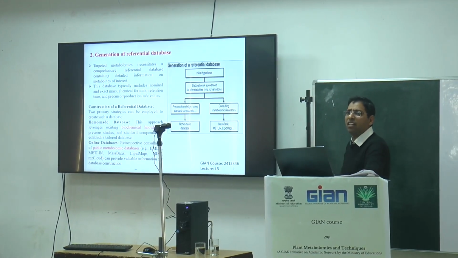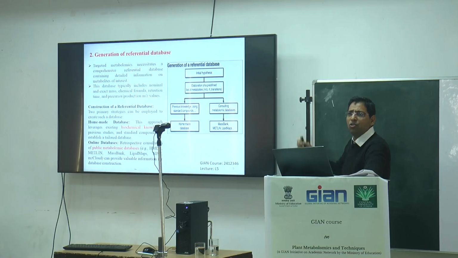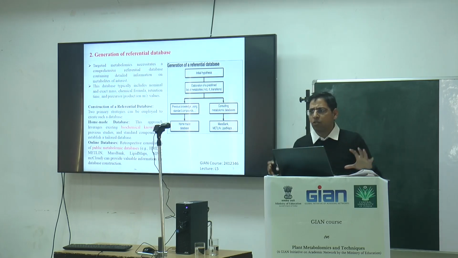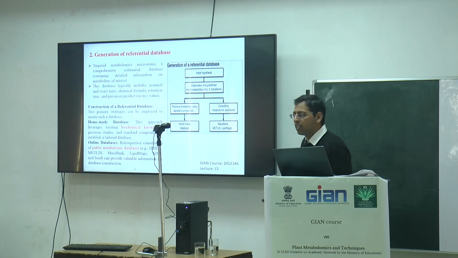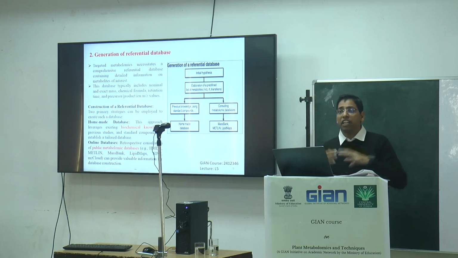How do we construct these referential databases? There are 2 things. First is homemade and second is online databases. Homemade databases, every lab has so many, they can make those databases and they are freely available on their web pages. But among online databases, METLIN is the most famous, HMDB is another, then MassBank, LipidMaps, NIST and others can provide the detailed information about the database construction.